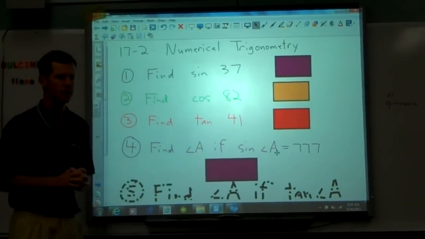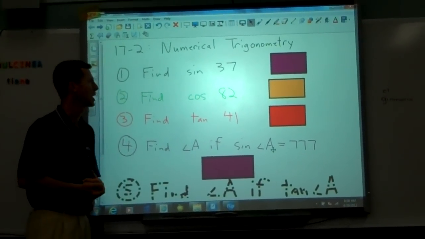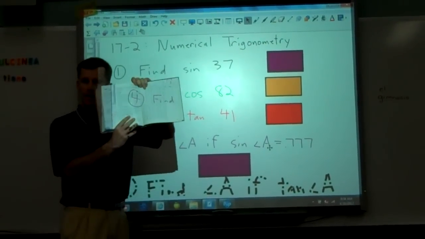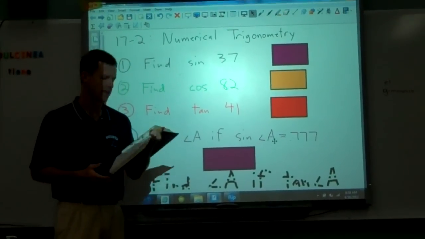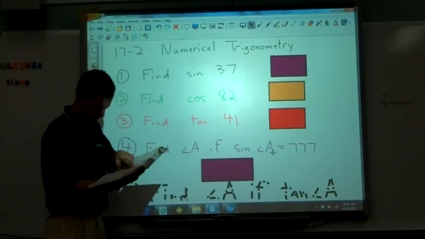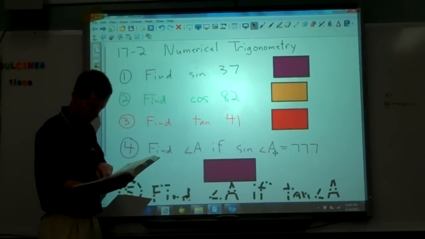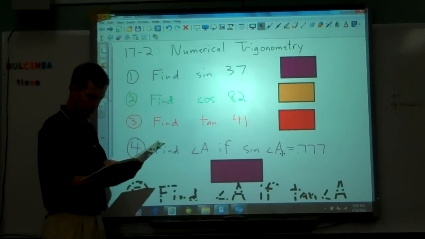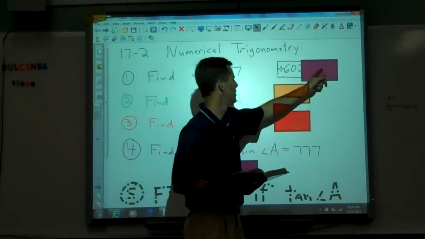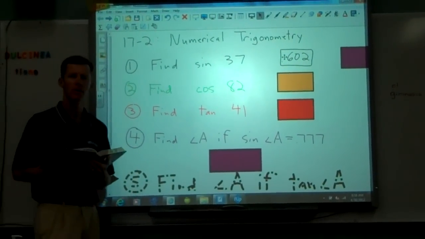But let's try a couple of these first. I'm going to show you two different ways of doing it. So let's say I wanted you to just find the sine of 37 degrees. So a couple ways you can do it. You can go to your book, go to page 567, and you can look in your table, and you look down the column that has the degree measure, labeled R, and 37 degrees. You look over under the sine of the angle, and it's 0.602. Simple as that.